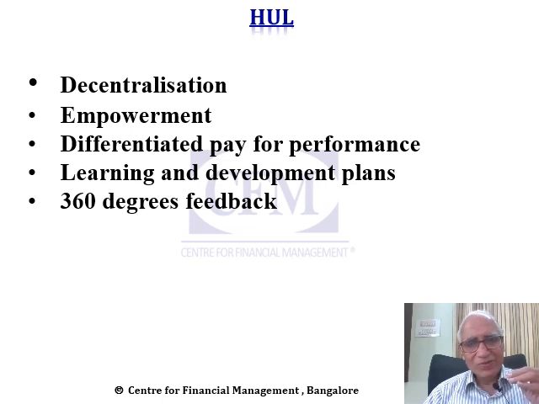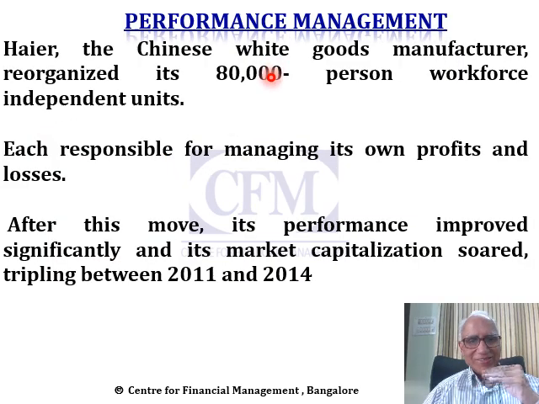Hindustan Unilever has one of the best performance management systems in the country. The key ingredients of its performance management system are decentralization, empowerment, differentiated pay for performance, learning and development plans, 360 degrees feedback. Haier, the Chinese white goods manufacturer, reorganized its 80,000 person workforce into independent units. Each person was made responsible for managing his own profits and losses. After this move, its performance improved significantly and its market capitalization soared, tripling between 2011 and 2014.